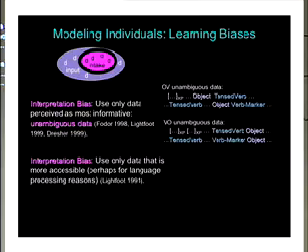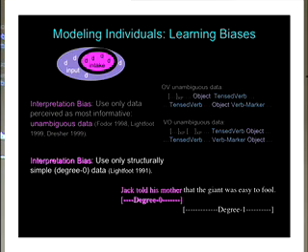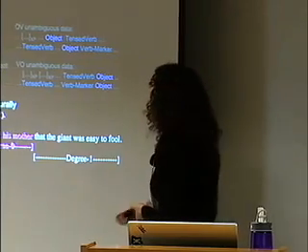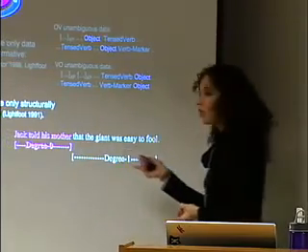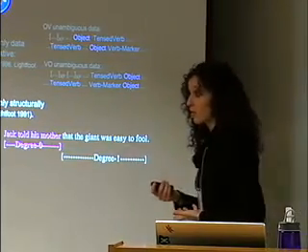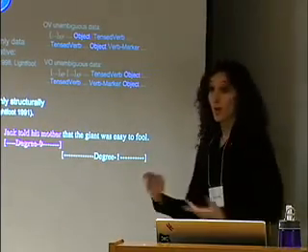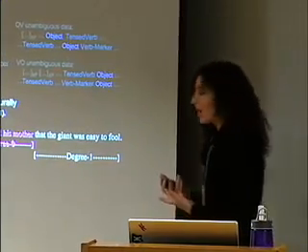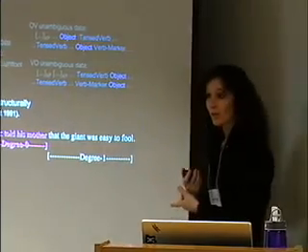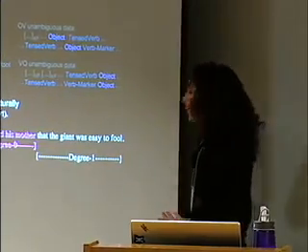The second one is an interpretation bias that has to do with using data that is more accessible. Sentences are often made up of more than one clause, where a clause is something like subject, verb, object, with a complete sentence-like meaning contained within it. So in the sentence, Jack told his mother that the giant was easy to fool, there are two clauses. The first is Jack told his mother something, and that's the main clause. The second is that the giant was easy to fool, and that's the embedded clause. It's the thing that Jack told his mother.